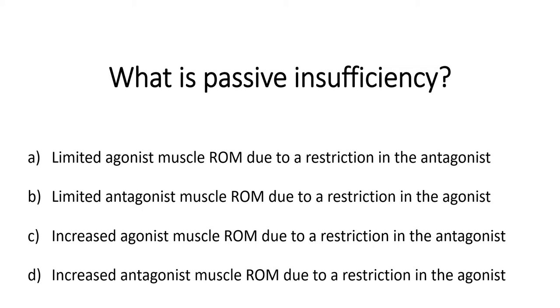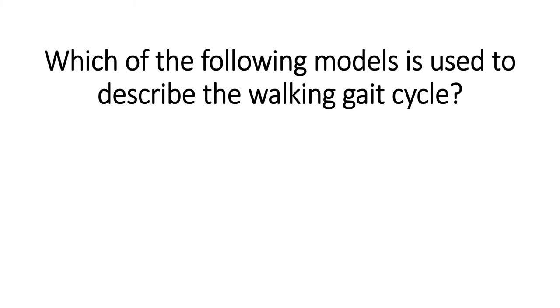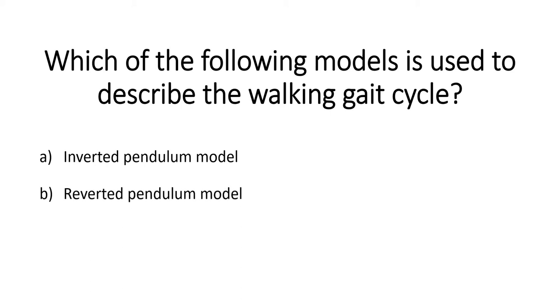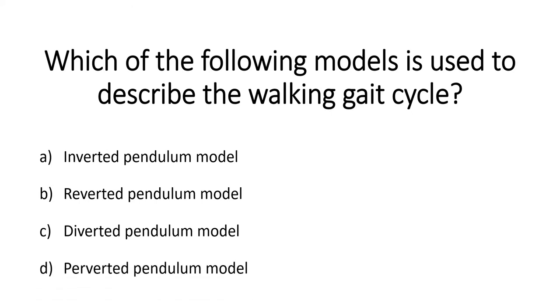Okay, moving on then to question 3. Which of the following models is used to describe the walking gait cycle? Is it A, the inverted pendulum model? B, the reverted pendulum model? C, the diverted pendulum model? Or D, the perverted pendulum model? Think long and hard about this one and come up with your answer.